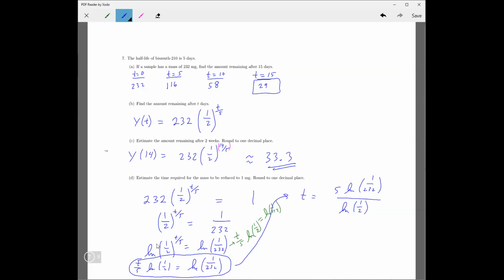Okay, so anyways, this t over 5 comes down, right? And then the 5 goes up here, and the log of 1/2 goes down there, right? And so you get this. And then you can put this into a calculator or something. You can put it into GeoGebra. I think you could easily do that. And your answer is going to be about 39.3.